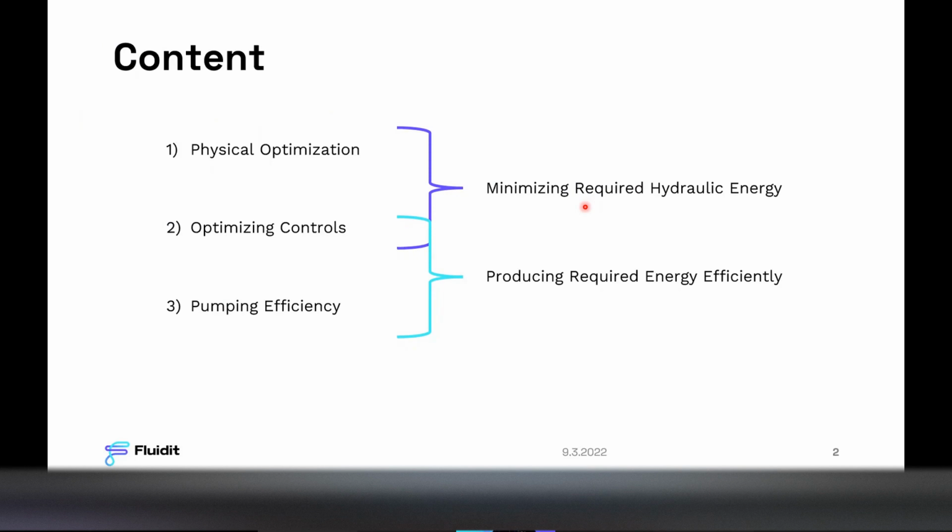So for content, I've divided this into 3 steps. First, what I would say is physical optimization. This means the actual pipe sizes, pressure zones, this kind of physical infrastructure. Then we have optimizing controls. We want to talk about how we control the pumps, from where we pump, with what kind of settings and controls. And finally, the pumping efficiency. So how efficiently are we doing that pumping itself?